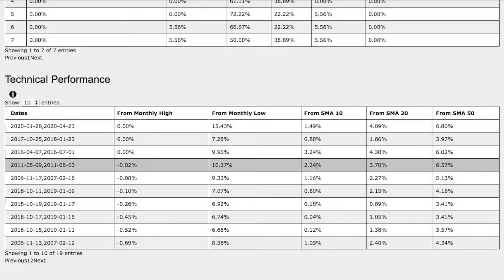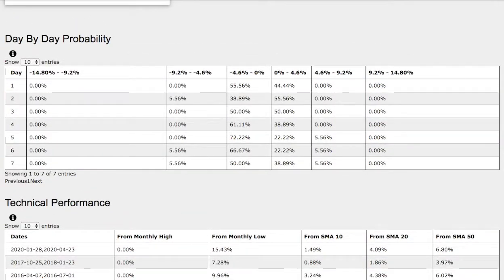Up 2% from 10 simple moving average, up 3.7% from 20 simple moving average, and up 6.5% from 50 simple moving average. So these two trends have technical similarities. And now let's examine silver.